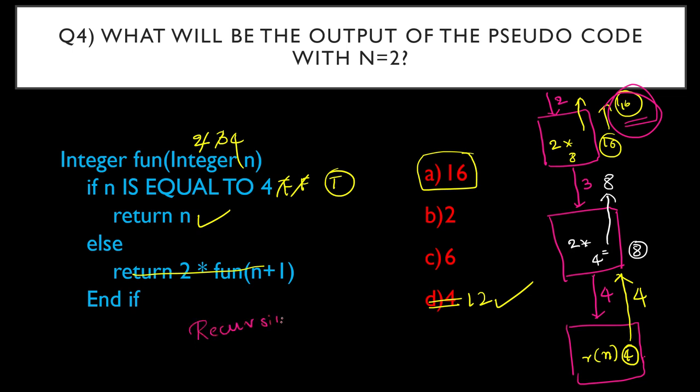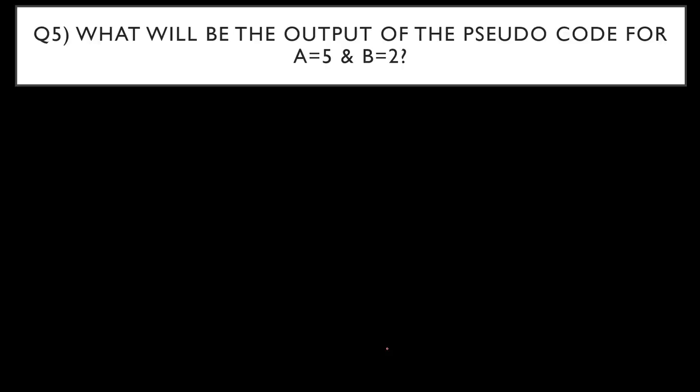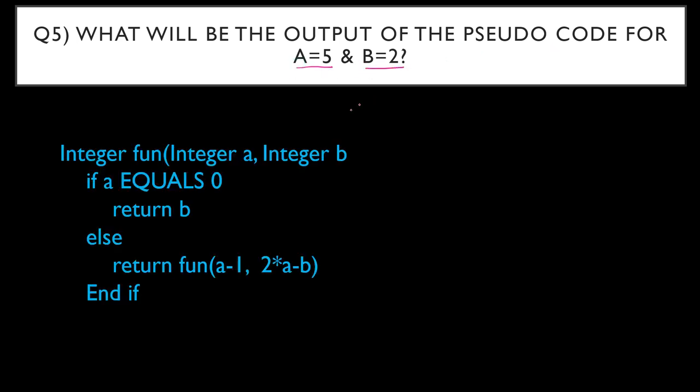So many students get scared whenever they see recursion problems, but you should get used to it. Pseudocode problems will consist of many recursion problems. We'll go to the fifth question. What is the output of the pseudocode for A is equal to 5 and B is equal to 2?